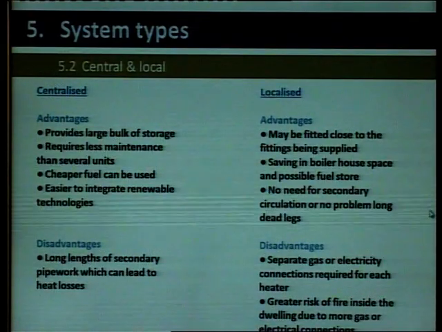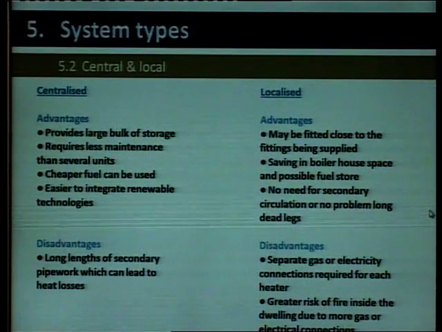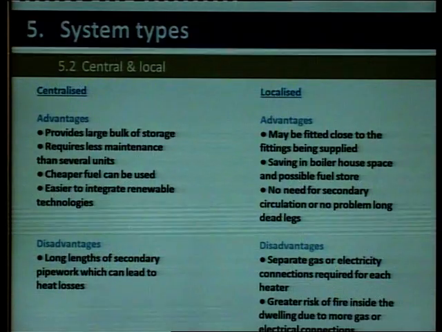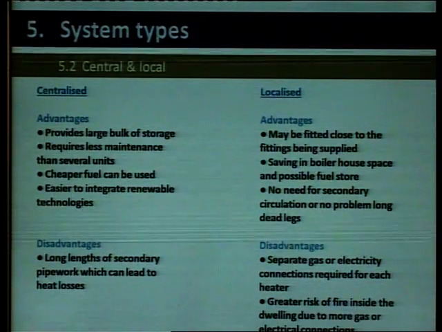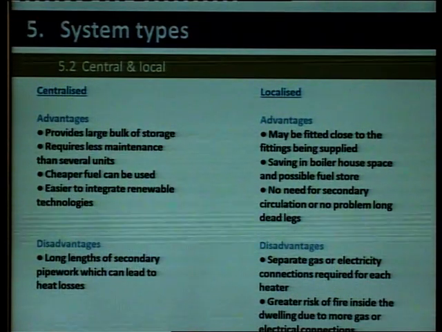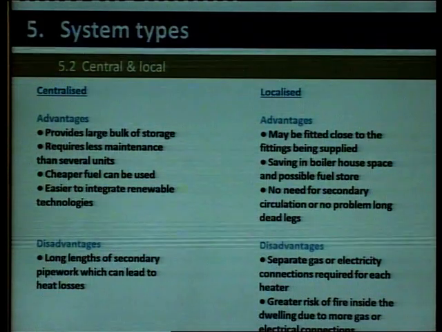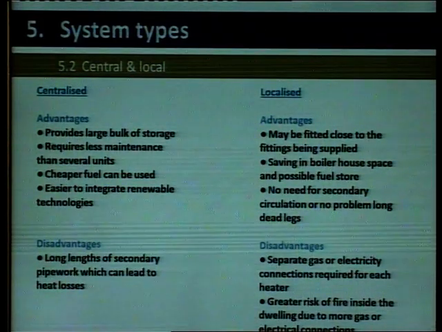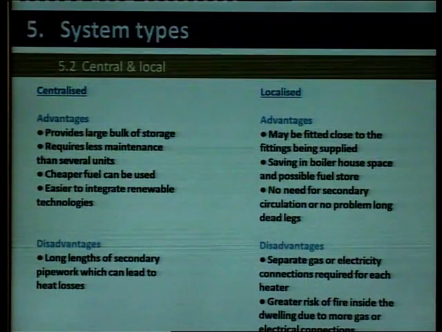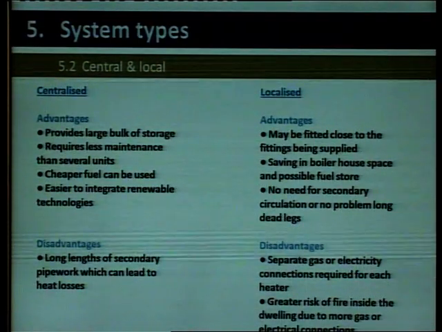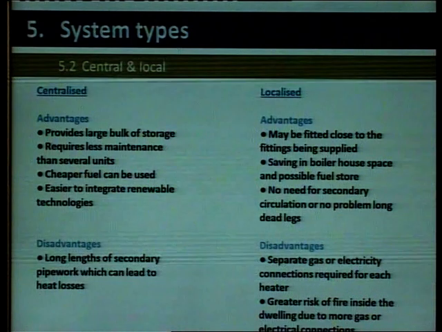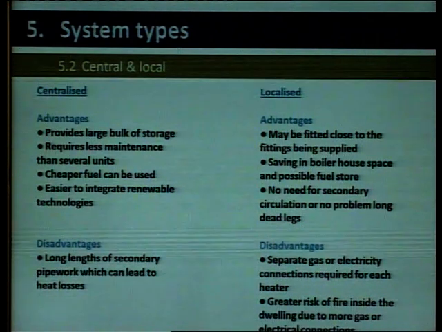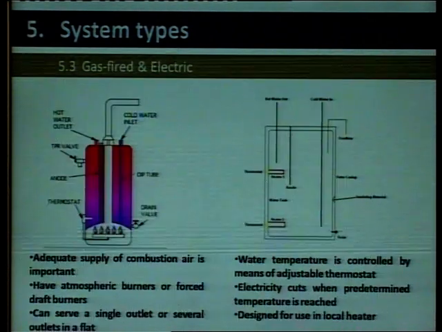So the trade off will depend upon the type of building and the number of places where we require the hot water supply. If the faucets are few in number, then we might go in for the localized system, but wherever there is a need for a continuous 24-hour supply, there it will be desirable to have a centralized system.